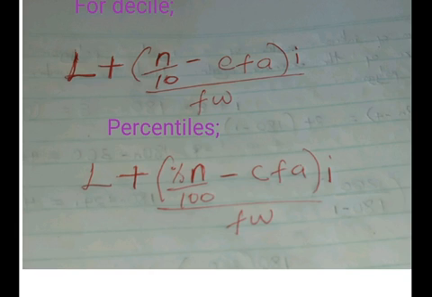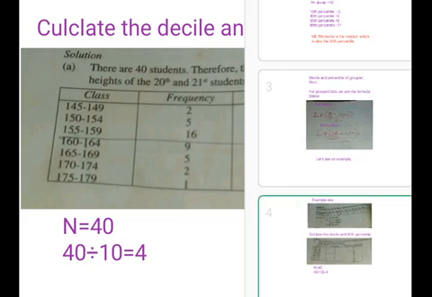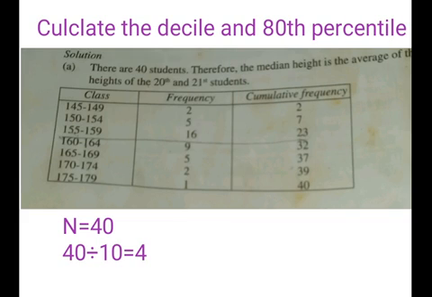Let's look at an example. You are given a question. The table below shows the distribution of height to the nearest centimeter of 40 students. There's a question there, and the data is given. The question is to calculate the decile and the 80th percentile.